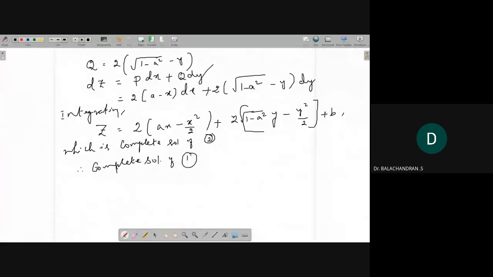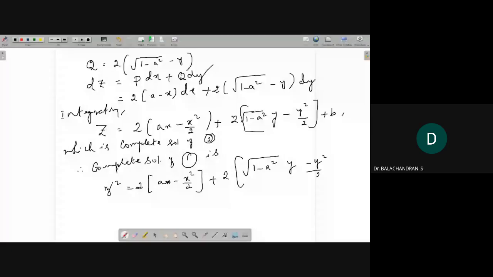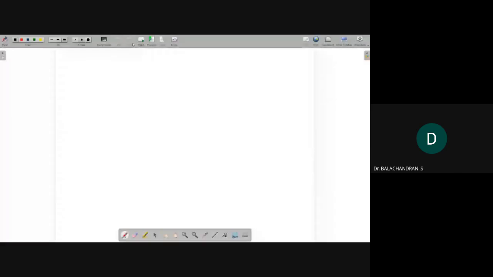is small z square equal to, remaining everything is same. So 2 into ax minus x square by 2 plus 2 into root of 1 minus a square into y minus y square by 2 plus b.